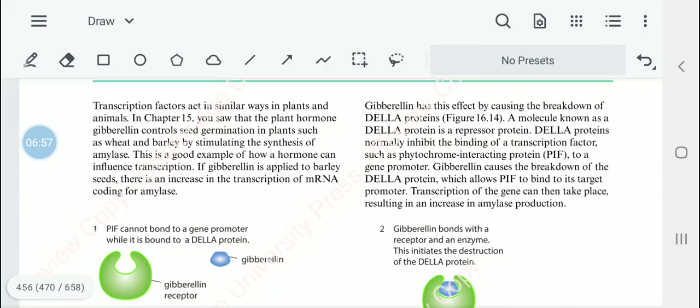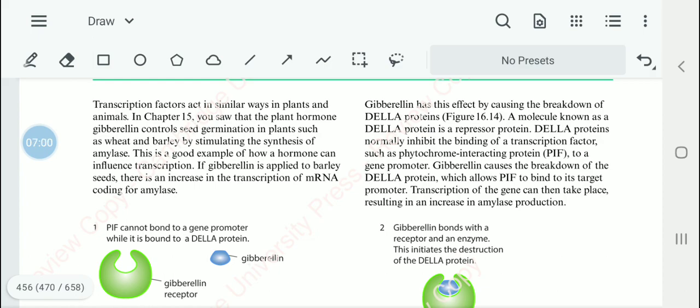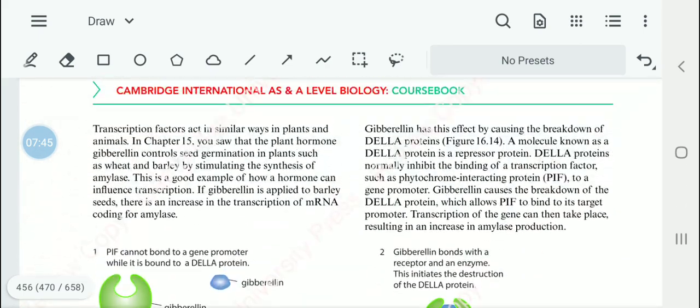Transcription factors are quite similar in plants and animals. So we discuss here how gibberellin controls seed germination in wheat and barley by stimulating the synthesis of amylase. This is a situation where a hormone influences transcription. If we apply gibberellin to barley, as a result, the mRNA coding for amylase is increased.